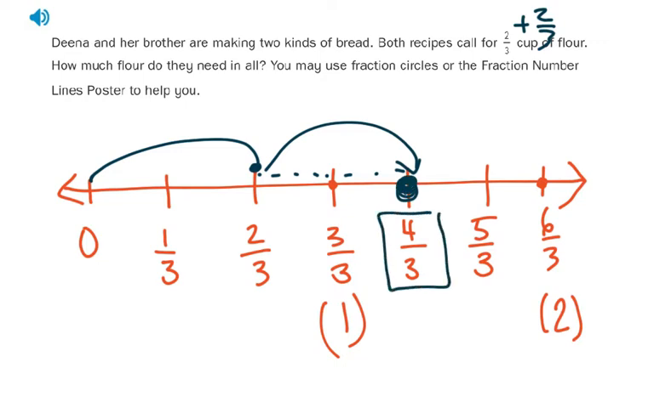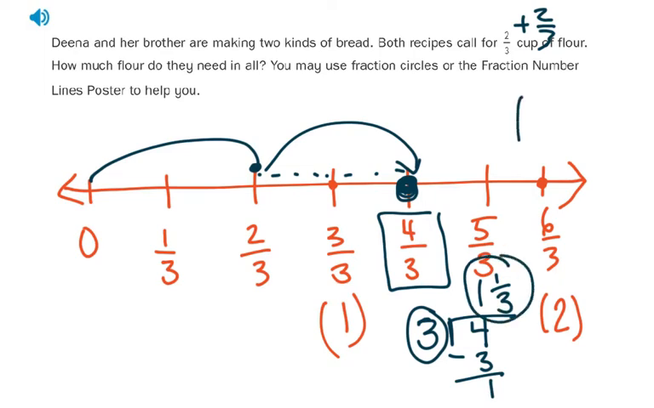So we need a total of 4/3, but when we measure flour, we don't say 4/3. So I would say, how many 3s are there in 4? Well, there's 1. We write a remainder as a fraction. The remainder goes on top. The divisor goes as the denominator. So you would need 1 and 1/3 cups.